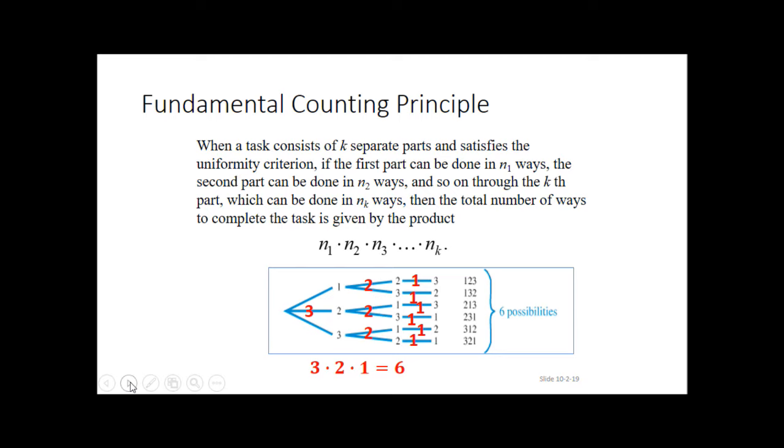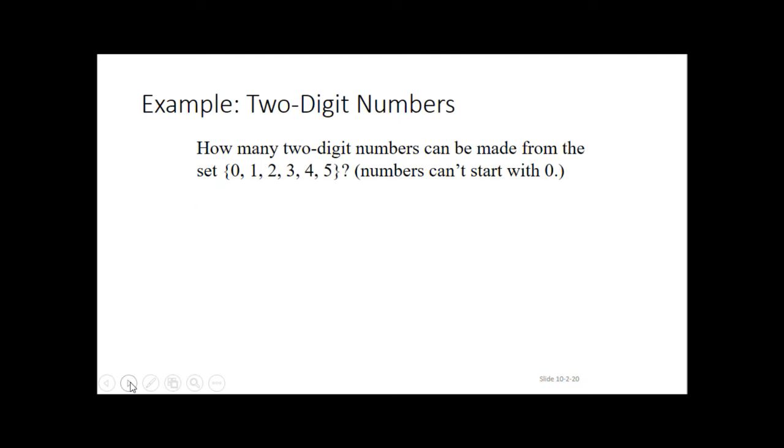Now the tree diagram's nice because you actually can list out all the options, but if you don't need to know all the options explicitly listed, you just need to know how many, you can just skip all that. And by recognizing that there's uniformity, you can just multiply the number of ways to do each part of the task. So for example, if I asked you how many 2-digit numbers can be made from the set 0, 1, 2, 3, 4, and 5, we could use this method rather than a product table.